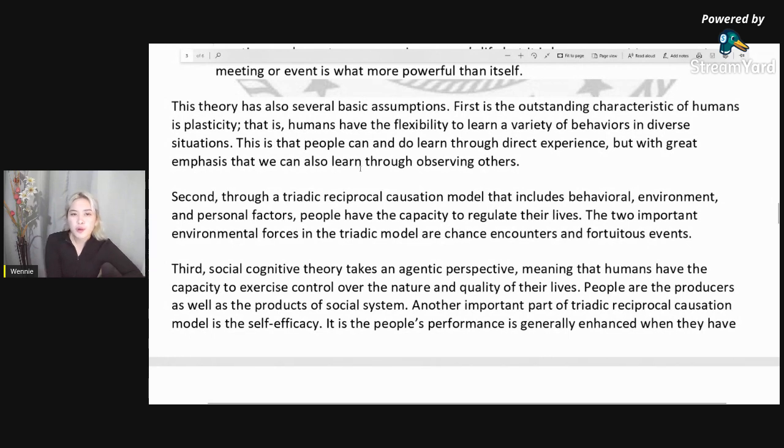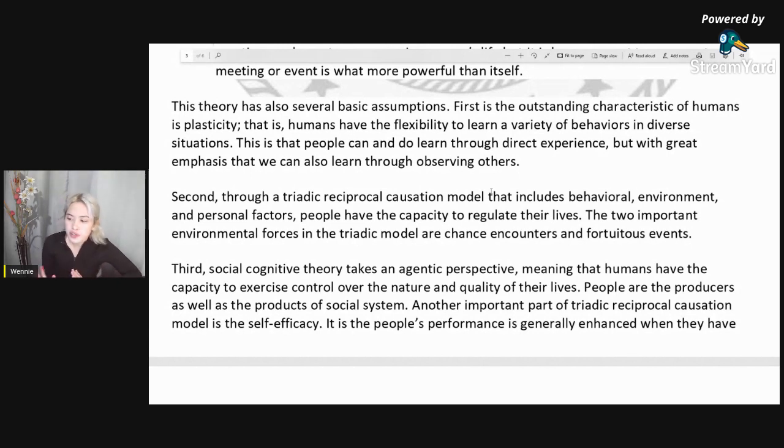So this is that people can do and learn through direct experience, but with great emphasis that we can also learn through observing others. So we can say that we can adapt, change, or bend just by observing others. Kumbaga, we camouflage kung anong kailangan ng environment. Second is through a triadic reciprocal causation model that includes behavioral, environmental, and personal factors. So people have the capacity to regulate their lives. The two important environmental forces in the triadic model are the chance encounter and the fortuitous event that we will explain later. Pero let's give an example when it comes to triadic reciprocal causation.